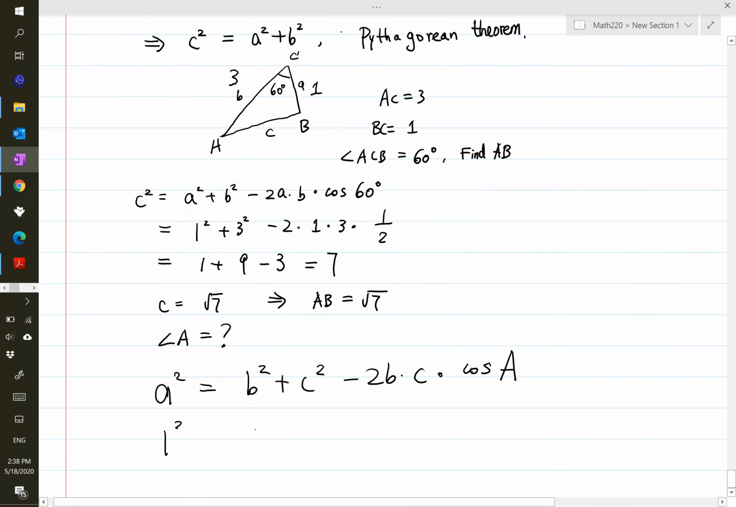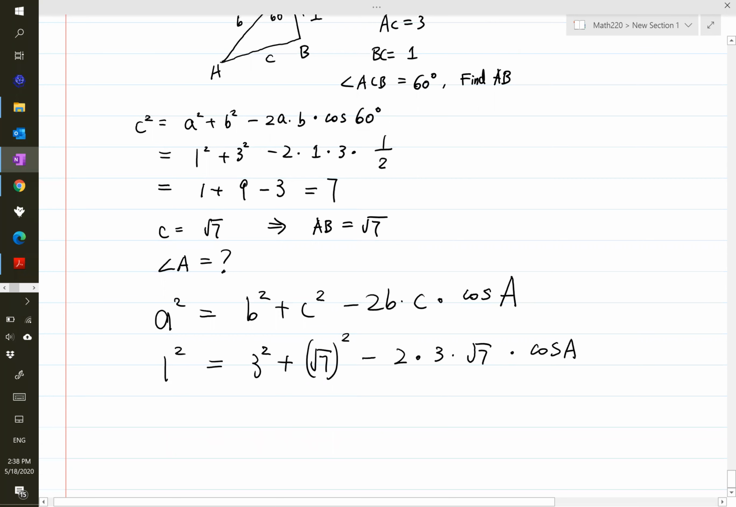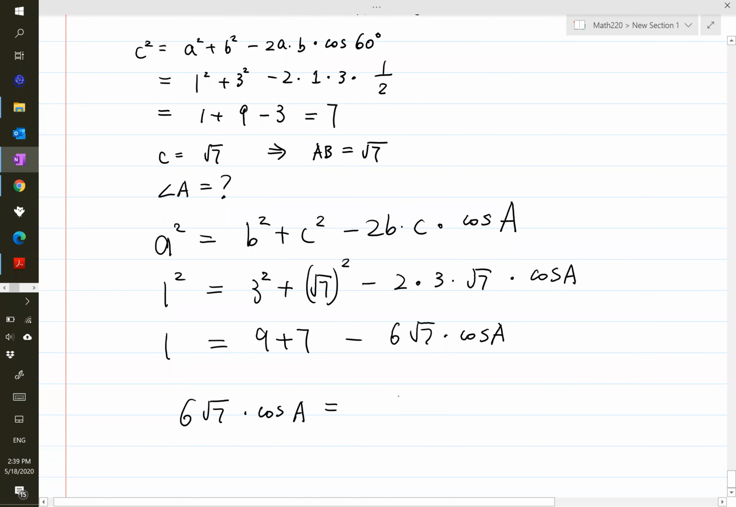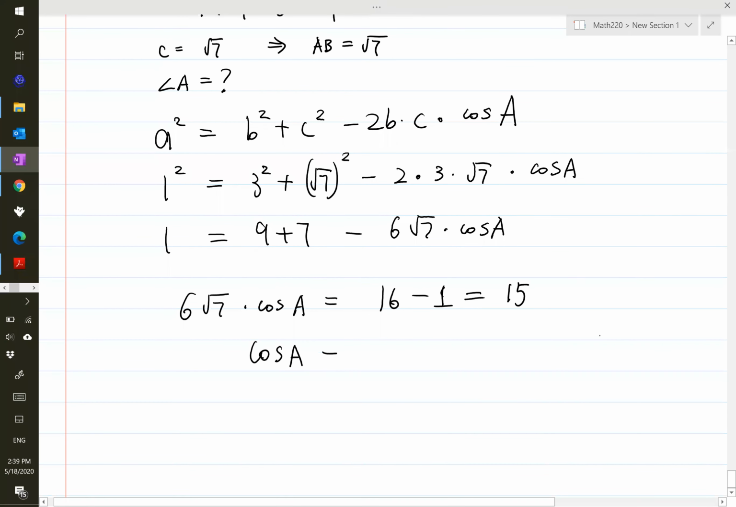A squared we already know, A is 1, B is 3, C is root 3, and root 7 we already know. So it's 2 times 3 times root 7 cosine A. So 1 equals 9 plus 7 minus 6 root 7 times cosine A. So 6 root 7 cosine A is 9 plus 7, 16, minus 1, which is 15. So cosine A is 15 over 6 root 7. If you cancel 3, it's 5 over 2 root 7, so the denominator is 14 and the numerator is 5 root 7.